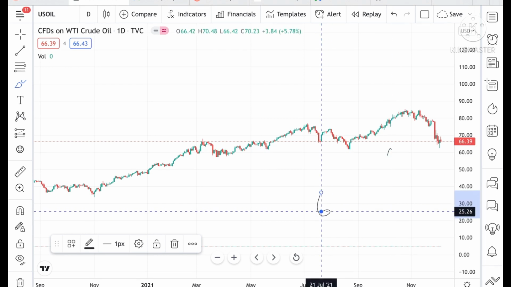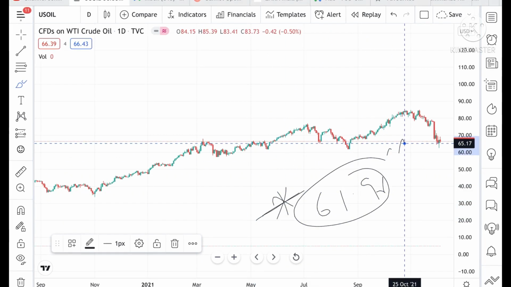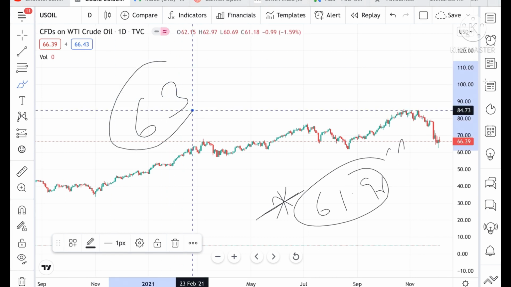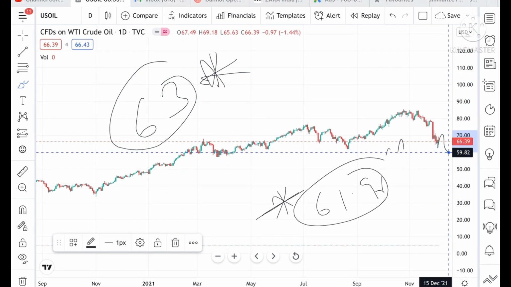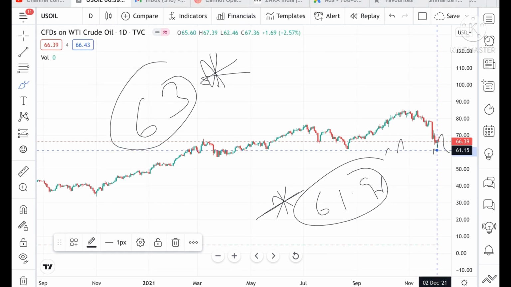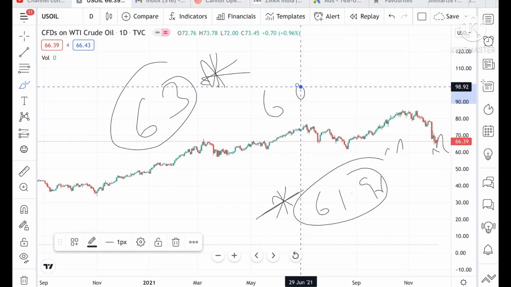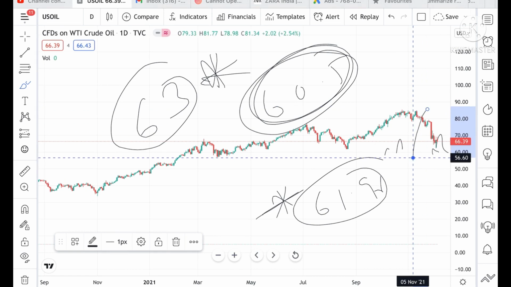Which level? 61.96. So keep this in mind that if the price goes below a level of 63, then there will be a high probability that it can go and touch a level of 60.5. Once this level is crossed downside, then we can see further low.